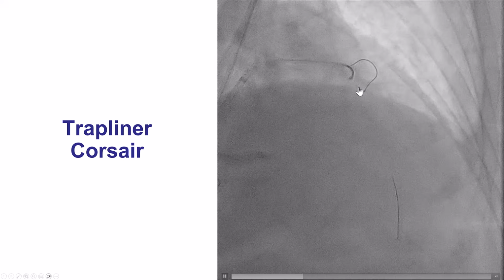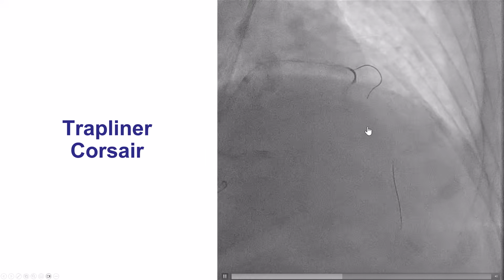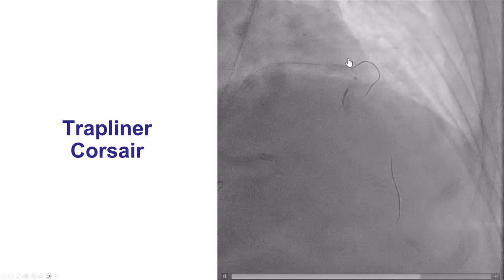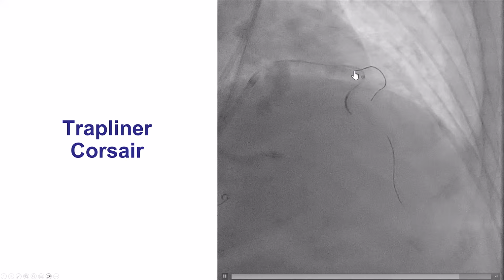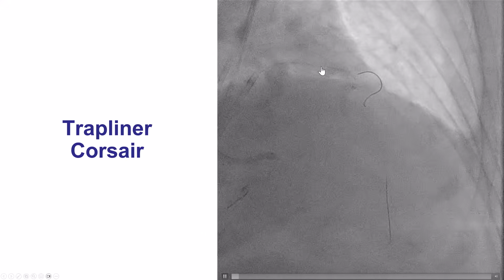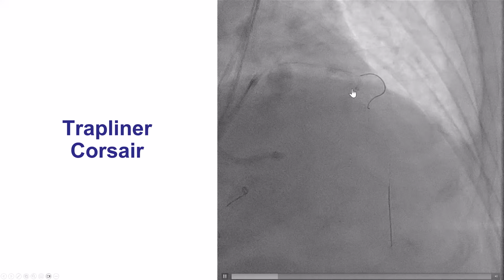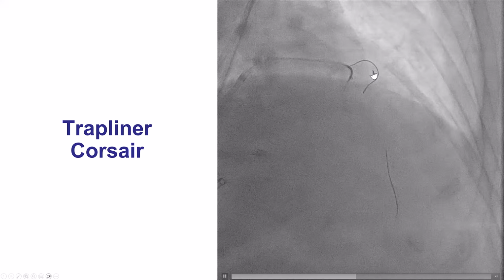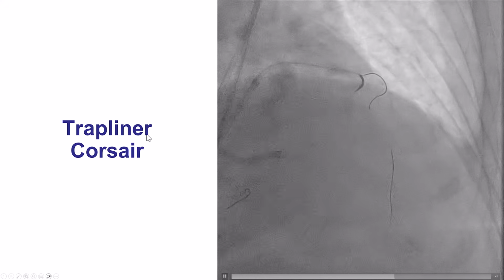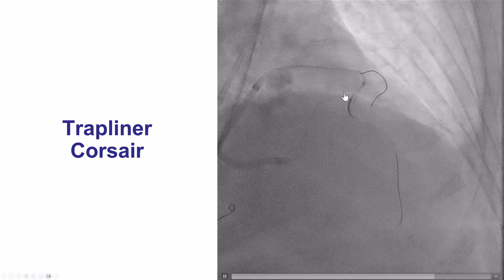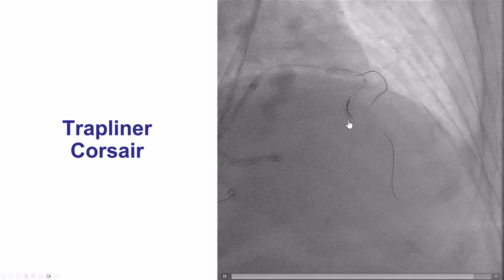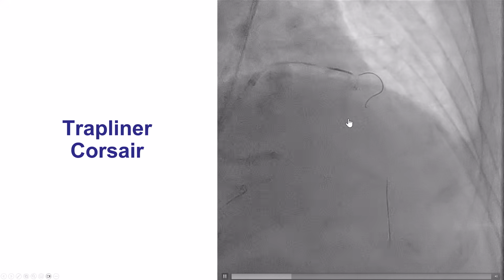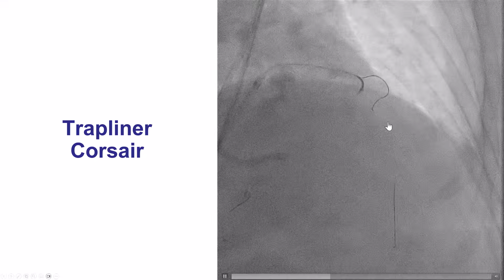So we had a very difficult time advancing any equipment through the mid-LAD. We ended up getting in a guide extension. This is a Trapliner to prevent us from getting into the diagonal, because part of the problem here was that any equipment we were trying to advance down the LAD instead wanted to prolapse into the diagonal branch. So here we brought the Trapliner, which provides some extra support, and we are close. Looks like the tip of the Corsair is very close to the end of the stent, but then it gets stuck and cannot get advanced any further.